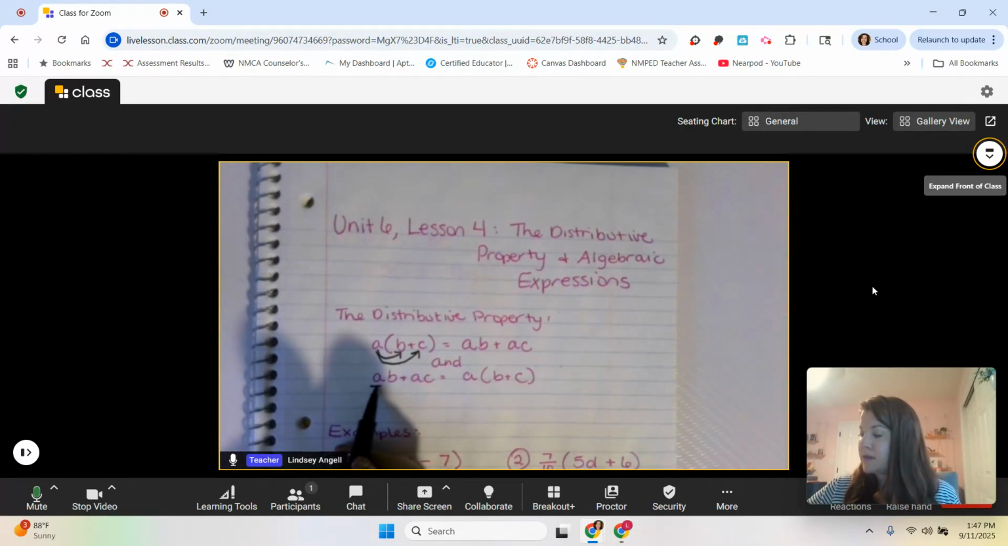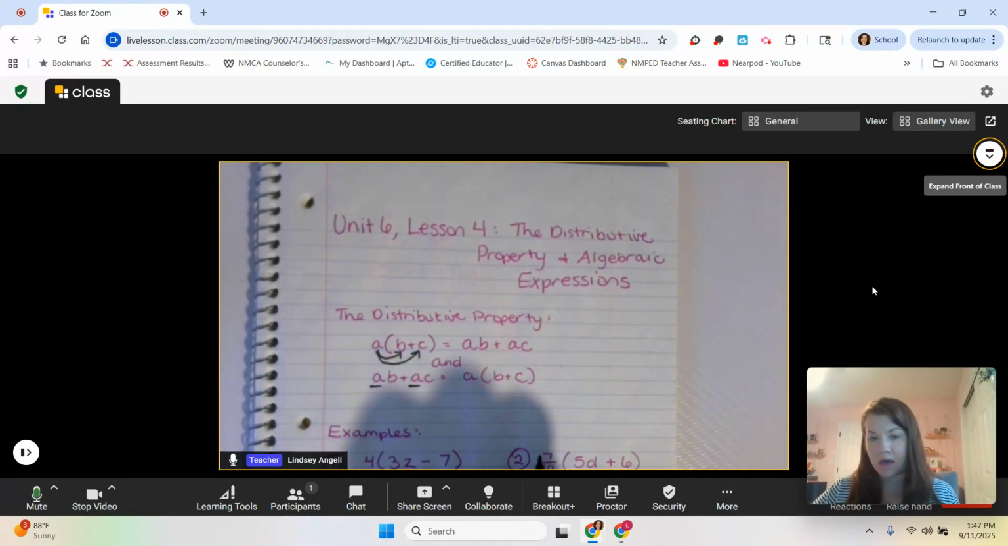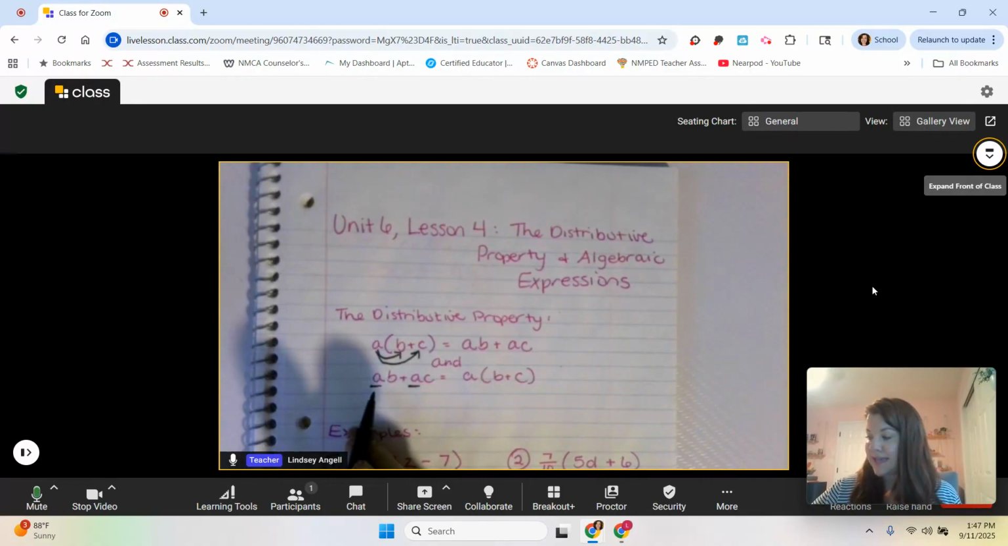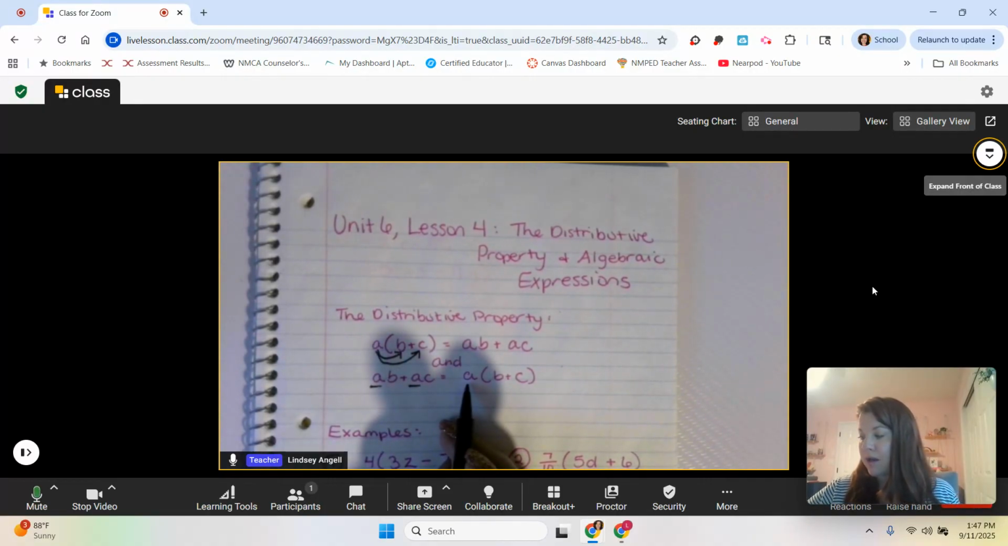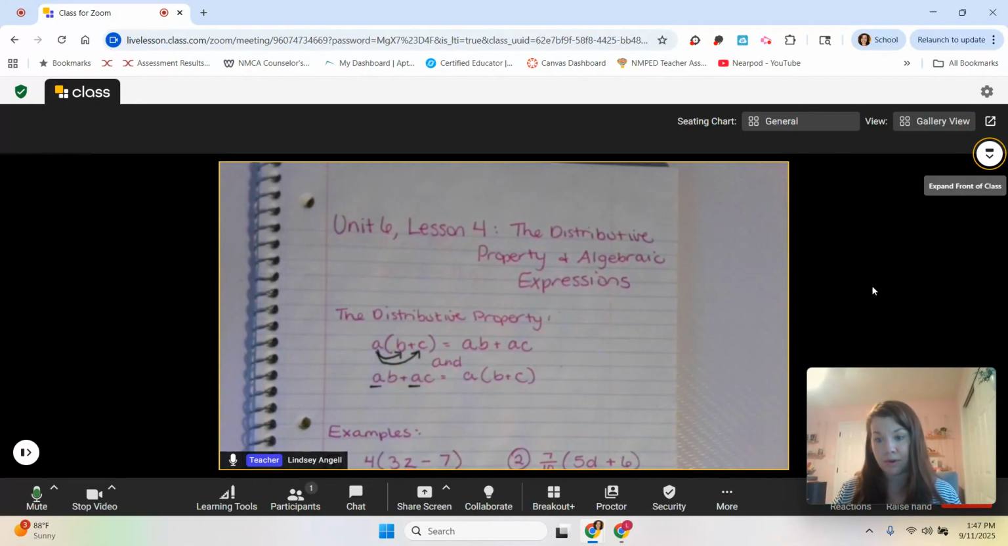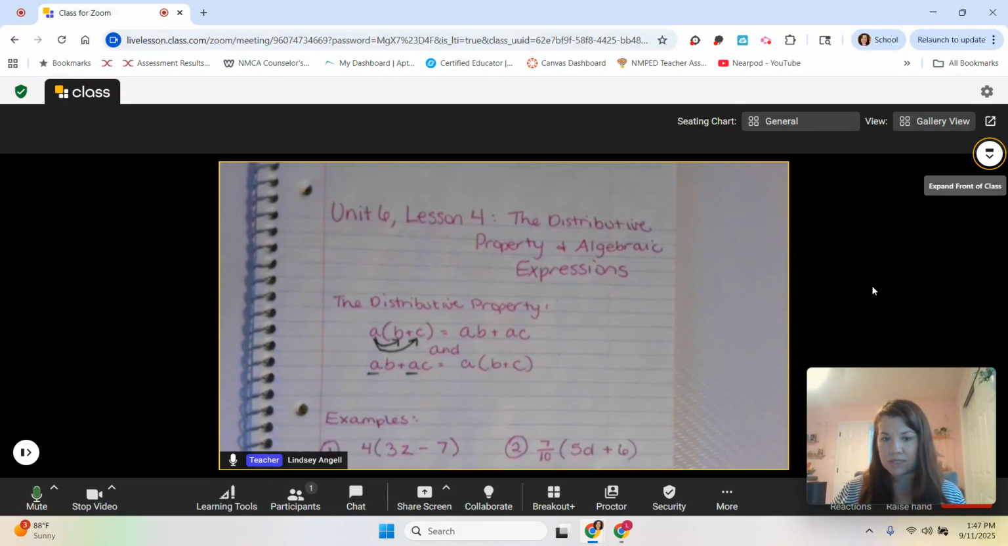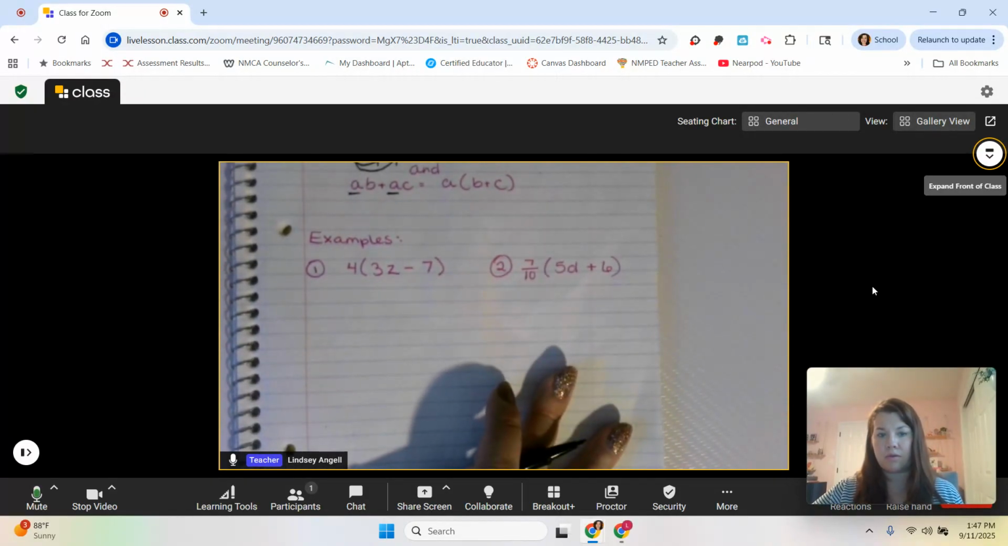We can notice that both of these have a common factor, in this case A, and it can be pulled out and then put outside of the parentheses as well. And that's the distributive property of addition over multiplication. So I have 3 examples for you. This one's going to move really quick, okay?